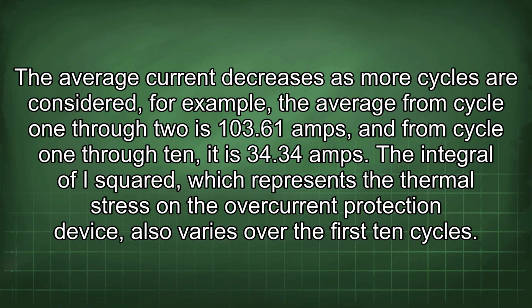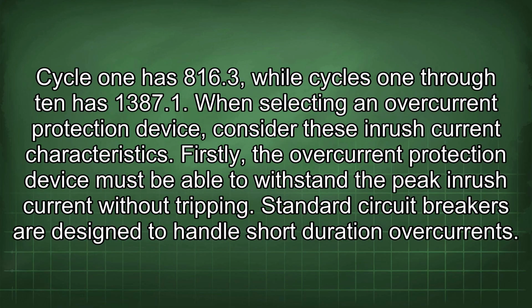34.34 amps. The integral of I squared, which represents the thermal stress on the overcurrent protection device, also varies over the first 10 cycles. Cycle 1 has 816.3, while cycles 1 through 10 has 1387.1.